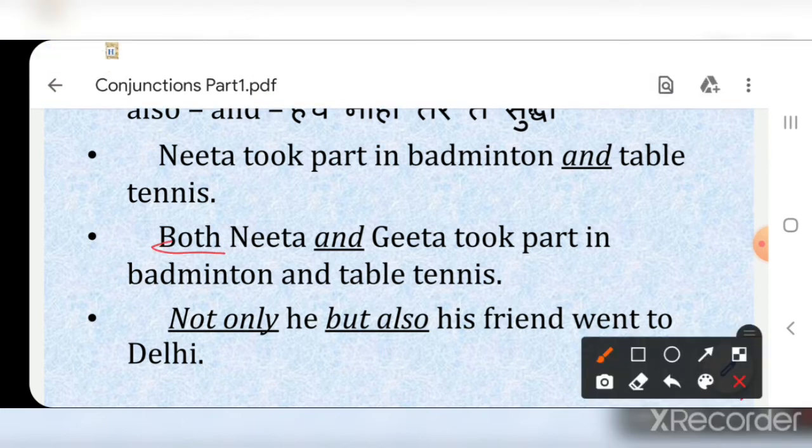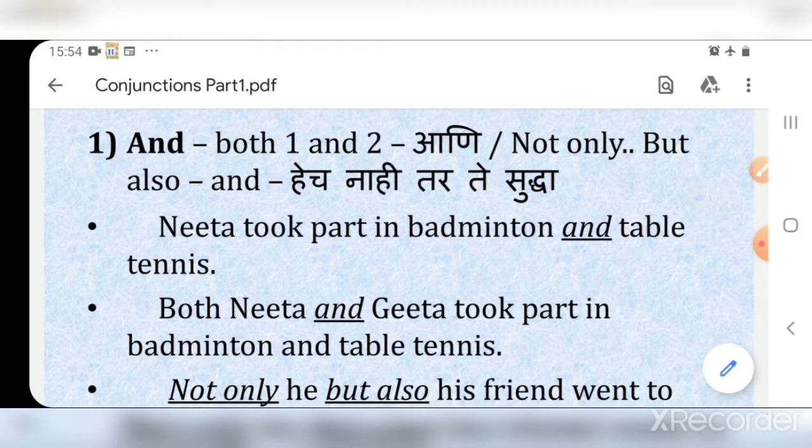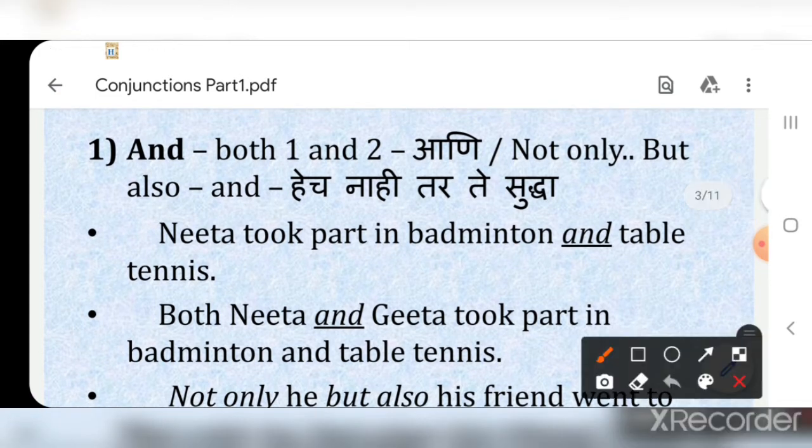Now the third one is not only but also. Here the example is given: not only he but also his friend went to Delhi. Now what's the meaning of not only but also? It means again and only in English. Okay, not just one part but another also. To denote that we use not only but also.